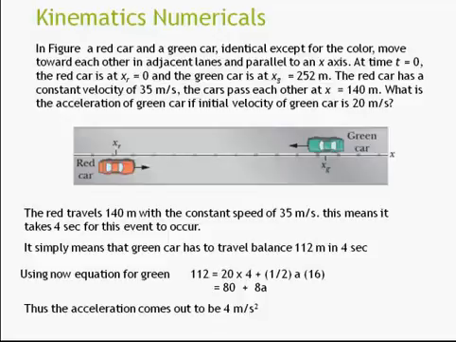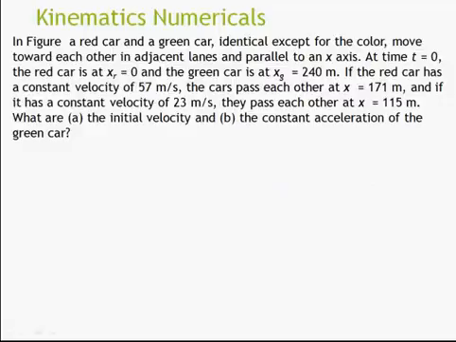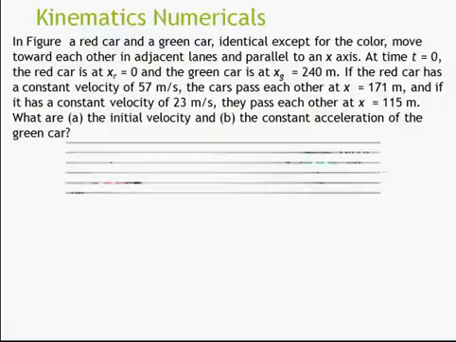Right? We go a level higher with the same numerical. In this case, see the differences now. Red car has a constant velocity of 57 meter per second. The cars pass each other at 171 meter. And if the constant velocity is 23 meter per second, they pass each other at x equal to 115 meter. You have to find the initial velocity and constant acceleration of the green car. In this case, the green car is again moving with some acceleration, but its initial velocity we cannot straight away calculate. Let's see.